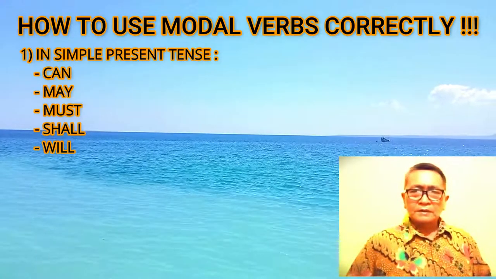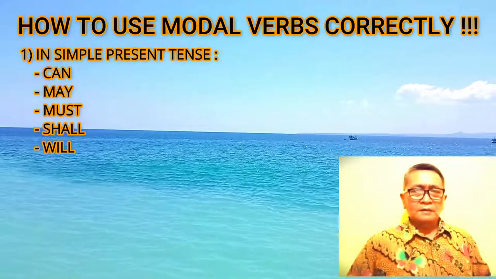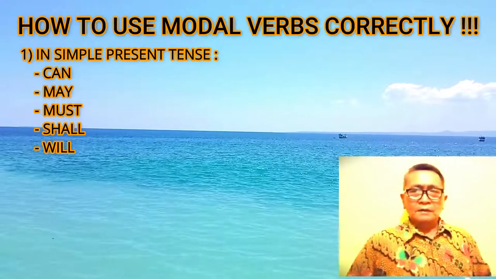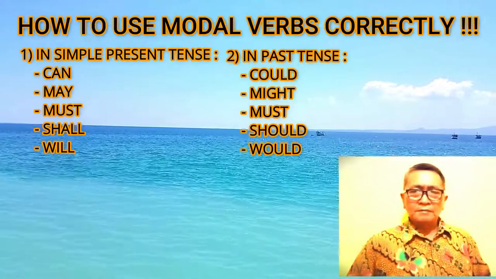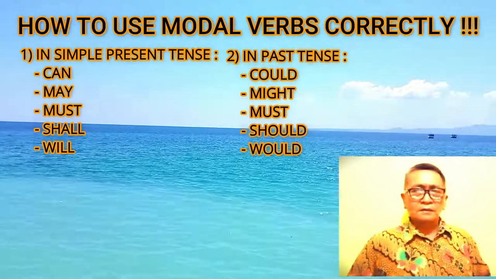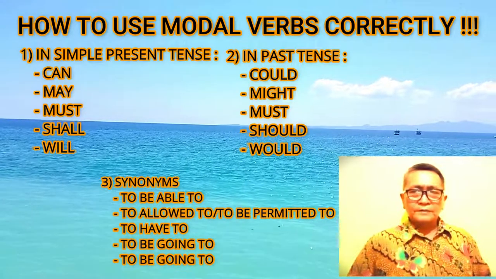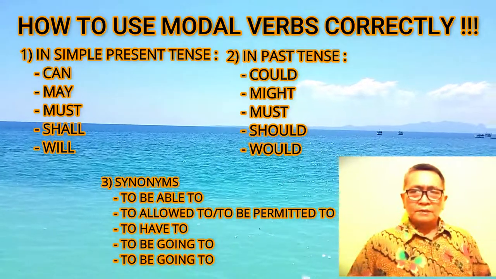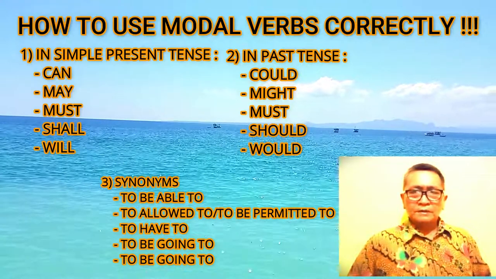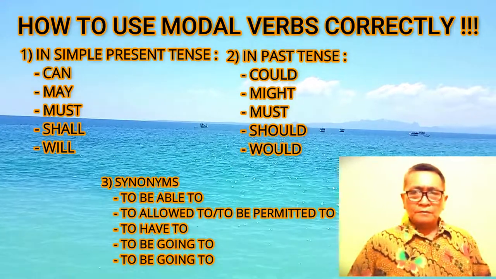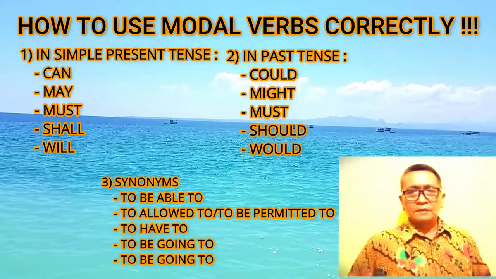1. In simple present, modal verbs consist of can, may, must, shall, and will. 2. In past tense form, can becomes could, may, might, must also must, shall, should, and will, would. 3. Synonyms of the modal verbs: can, to be able to; may, to be allowed to, or to be permitted to; must, to have to; shall and will have the same synonyms, to be going to.